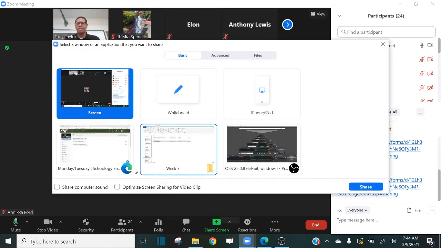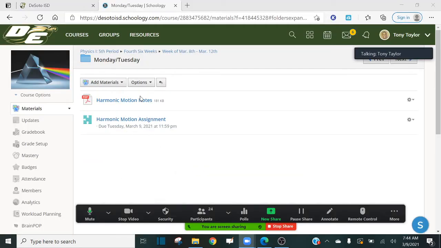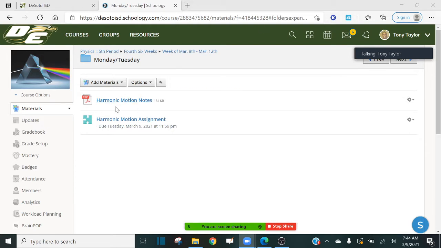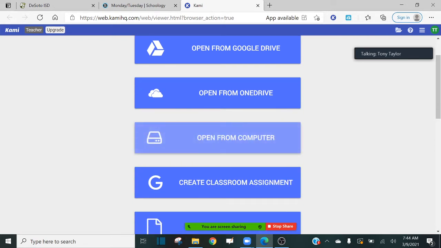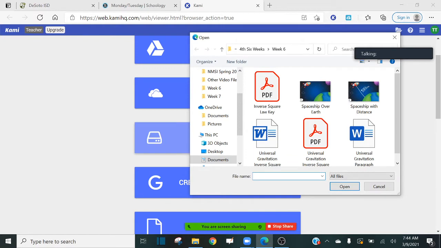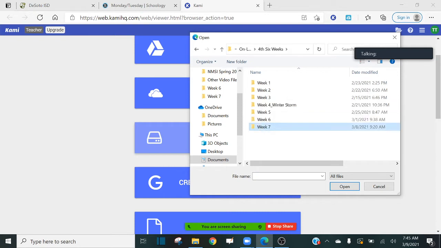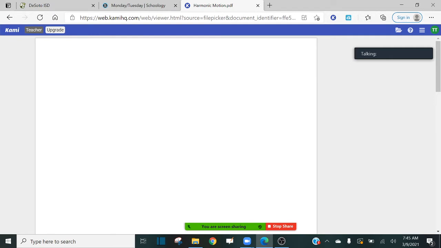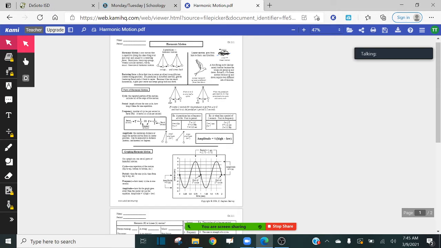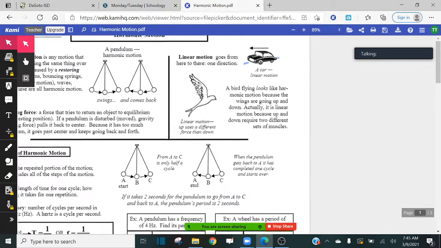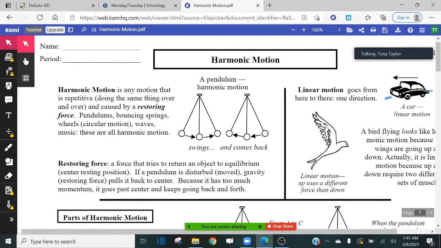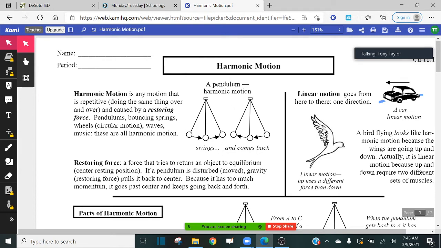Okay, so let's go back to Schoology. Like I said, I want to go over a few things with the notes with you all. I'm going to open up this PDF file in Kami so that I can write on it. Okay, so if you look at Schoology, I've given some notes to you guys, and you're going to use these notes to help you with your assignment.